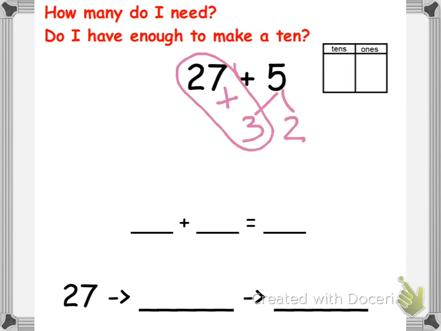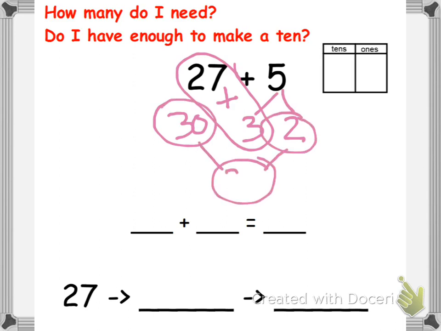So now we have 27 plus 3, which is 30. Now I have to add 30 plus 2 together. So 30 plus 2, I know, is 32.